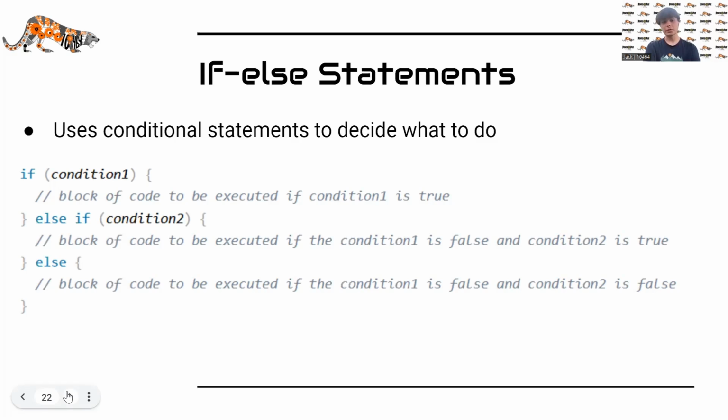If it's false, then it will run onto the else if right there. And if that's false, it will go to the else. You can just use an if and else, or you can just use an if and an else if, but you need an if to have an else if and an else.